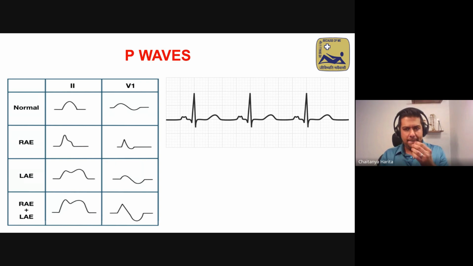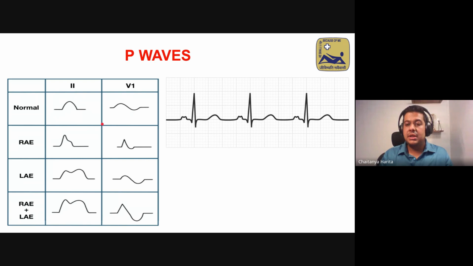That is why we look at lead 2 and V1. Normally in lead 2, the P wave is upright. And in V1, the P wave is a biphasic wave, one part representing the right atrium, one representing the left atrium.